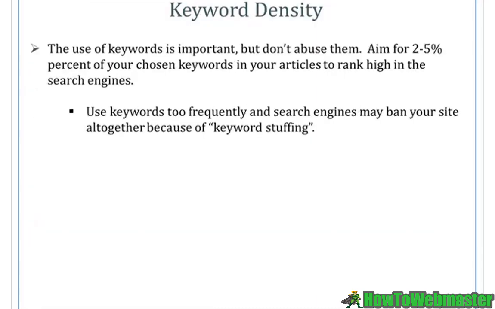All right, keyword density. The use of keywords is important, but don't abuse them. Aim for 2 to 5%, and 5% may even be getting a little high, maybe 2 to 3%. So every 100 words, you're going to use that keyword 2 to 3 times. That's basically the percent of your chosen keywords in your article to rank high in the search engines. Use keywords too frequently, and search engines may ban your site altogether because of keyword stuffing.